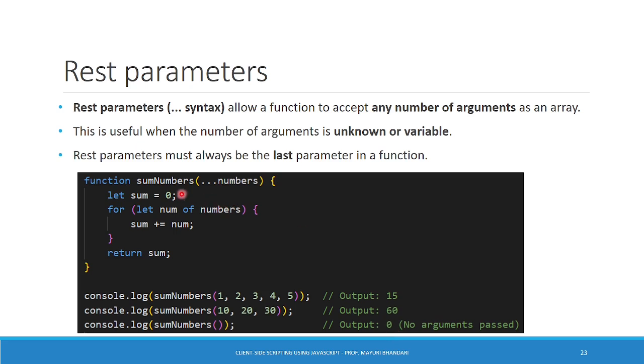Another important thing, REST parameters must always be the last parameter in a function. That means if you have a mix of REST parameter and other parameters, you should give your other parameters in the beginning and at the end you should give REST parameter. Otherwise, JavaScript will not know where to stop collecting the arguments.